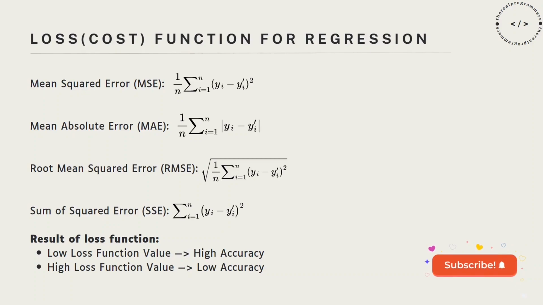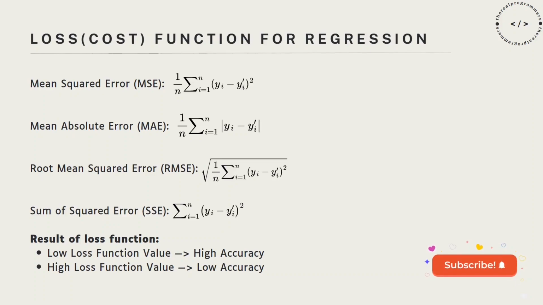Different loss functions can be used in regression, and the choice depends on factors such as the problem domain, the characteristics of the data, and the desired properties of the model. Some commonly used loss functions are mean squared error, which calculates the average squared differences between the predicted values and the true values. It penalizes larger errors more heavily due to squaring.